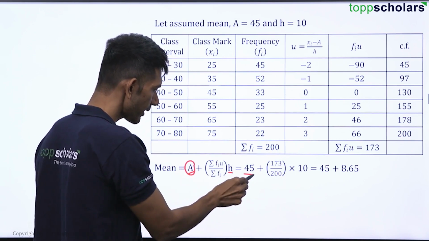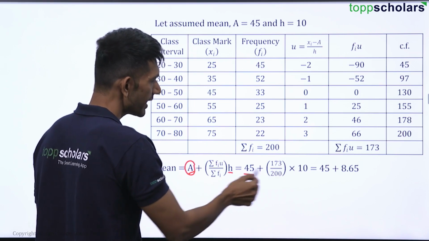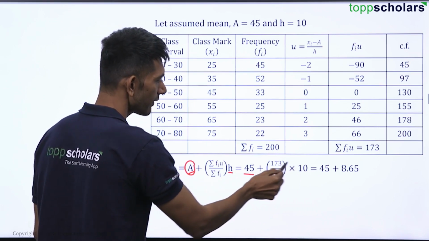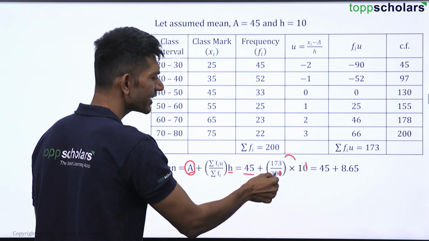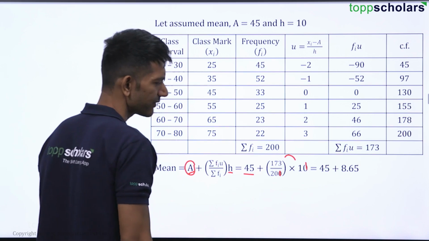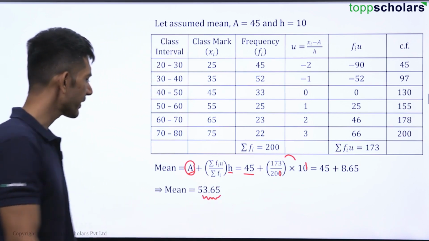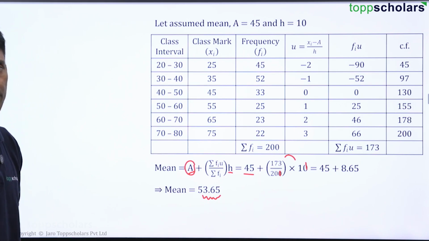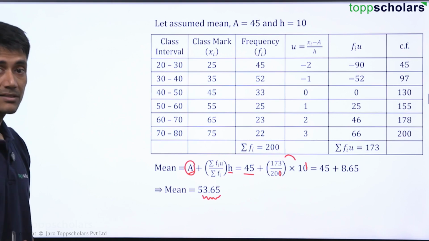A is 45, FiUi is 173, this is 200 and h is 10. So 45 and this gets cancelled. 173 divided by 20 is 8.65 and then that gives me 53.65. 53.65 is the final answer. That is your mean. This is just half the question.